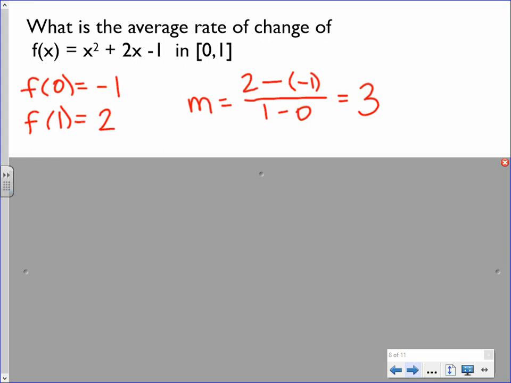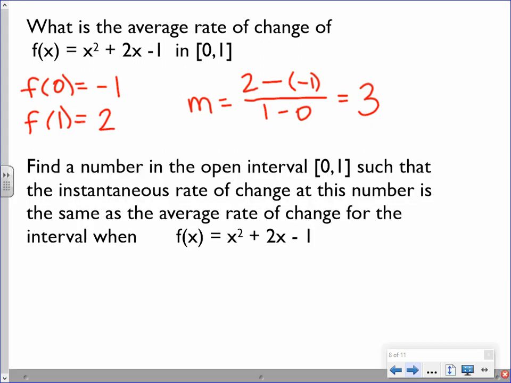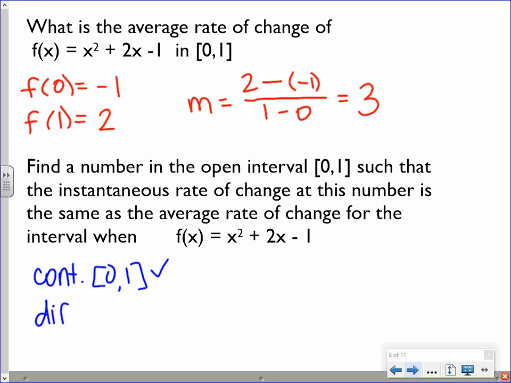Now, if we are trying to determine where the average rate of change is the same as the instantaneous rate of change, we still have to meet the stipulation of continuous and differentiable. Okay? So I know that, especially for a polynomial, it's going to be pretty easy. Are we continuous from 0 to 1? Are we differentiable from 0 to 1? Okay? So what we need to do is we need to find the derivative.